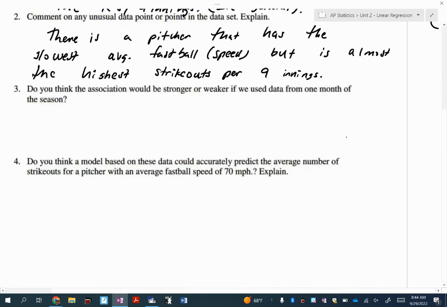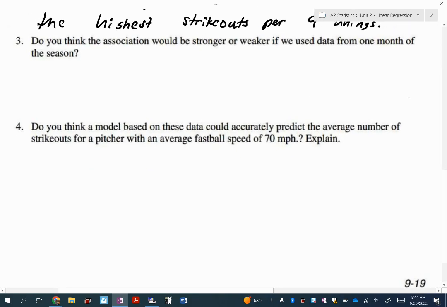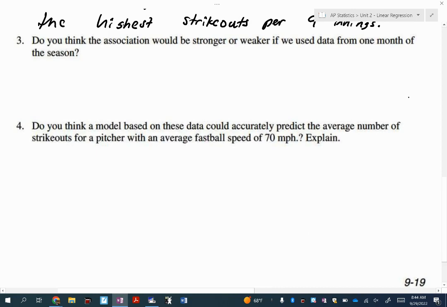Number 3. Now, if you watched my lecture or started to read chapter 9, it's a short chapter. If you read or watched my lecture, you might actually know the answer to this. If you did not, then you will not know the answer. Do you think the association would be stronger or weaker if we use data from 1 month of the season?